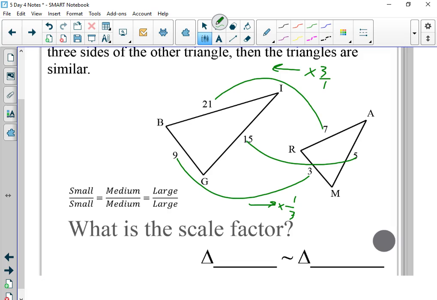So you have 2 choices. If you're going small to big, it's 1 to 3. If you're going big to small, it's 3 to 1. So we have B, I, G, R, A, M, the same direction.